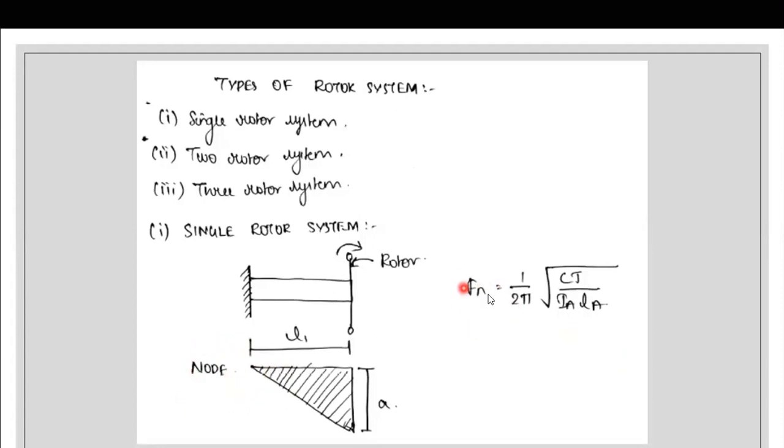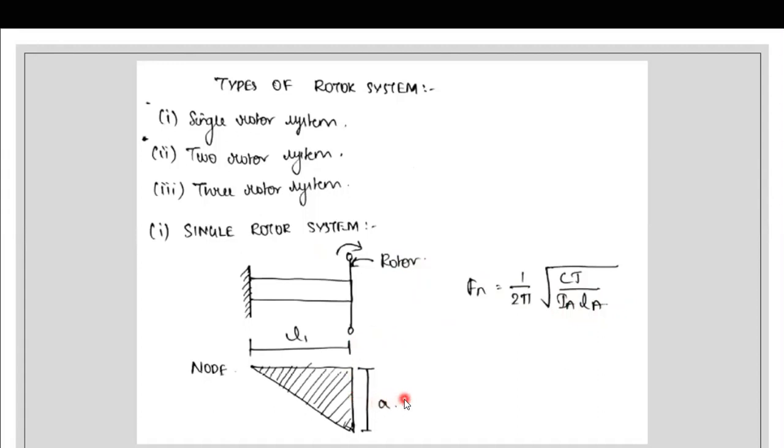So frequency of the single rotor system is given as 1 by 2 pi. That is, we know that the frequency for torsional vibration is given as 1 by 2 pi root of Cj divided by Ia and La. So this A denotes the rotor A. So this I means mass moment of inertia. So Ia means mass moment of inertia for rotor A. La means length of the rotor A. So just have a look at this diagram, and we will be seeing one by one.